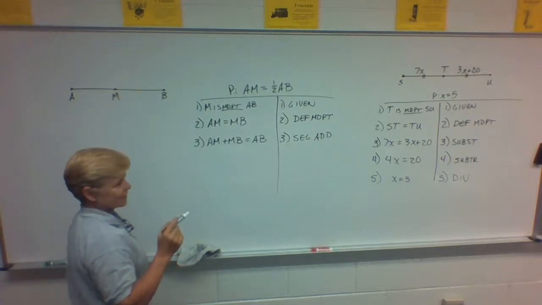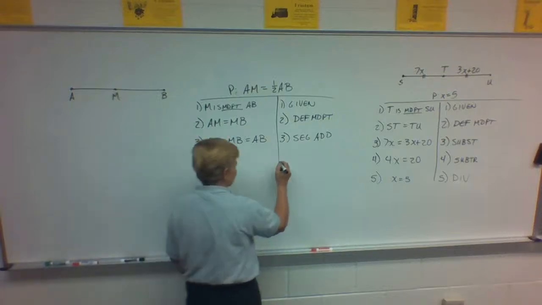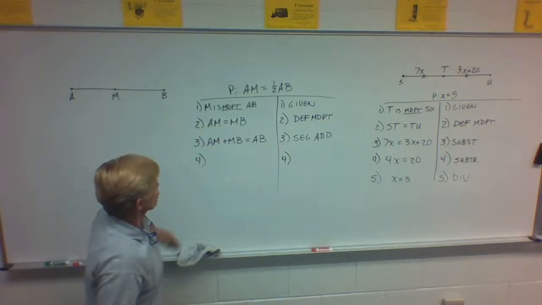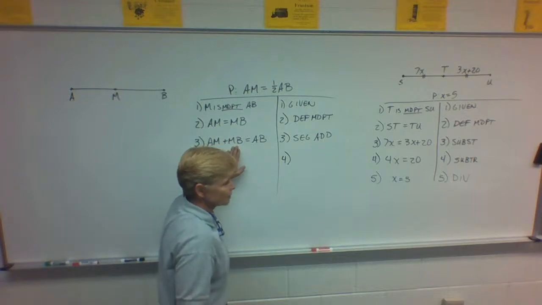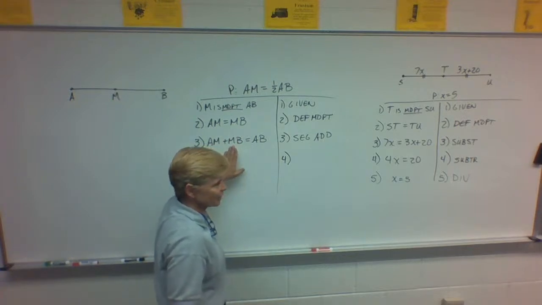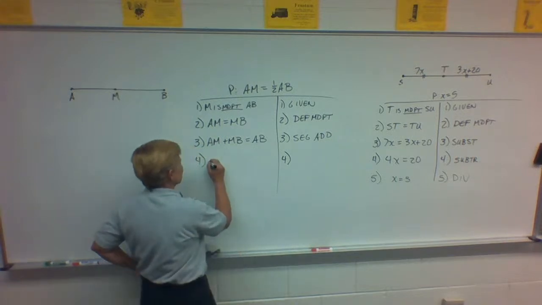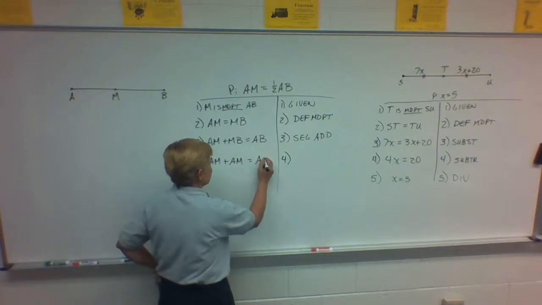Now, watch this, because this is tricky. And if you're already following along the proof in the book, you're not doing yourself any favors. Notice that the final statement does not have an MB in it. And I've mentioned it twice, but I don't want to have it in my final statement. I got to get rid of it somehow. So watch this slick little trick. AM plus AM equals AB.